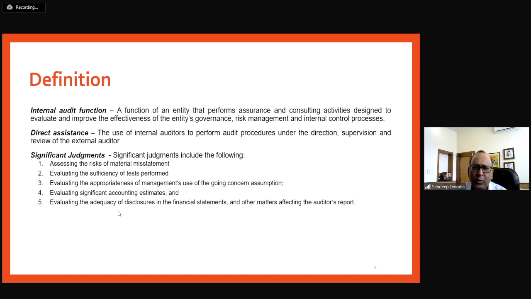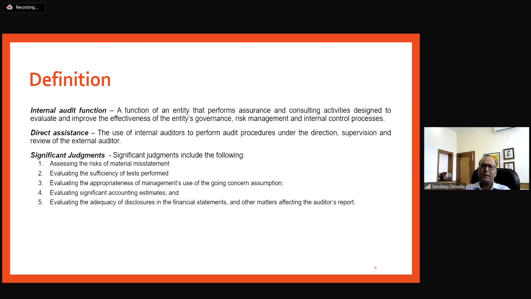Now we come to some important definitions given in SA 610. One of them is, what is the internal audit function? A function of the entity that performs assurance and consulting activity designed to evaluate and improve the effectiveness of the entity's governance, risk management, and internal control processes. So these three are extremely important. And like my learned friend also just pointed out, even in the code of ethics, these are extremely important aspects to be seen skeptically by the statutory auditors.